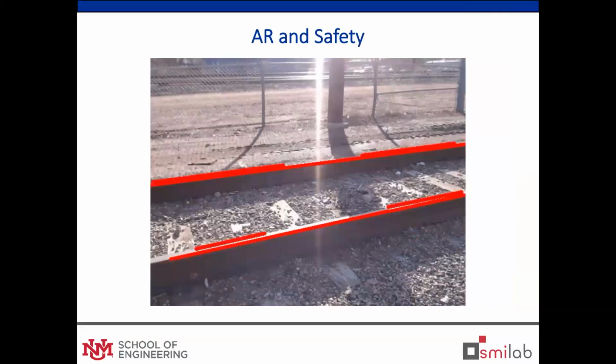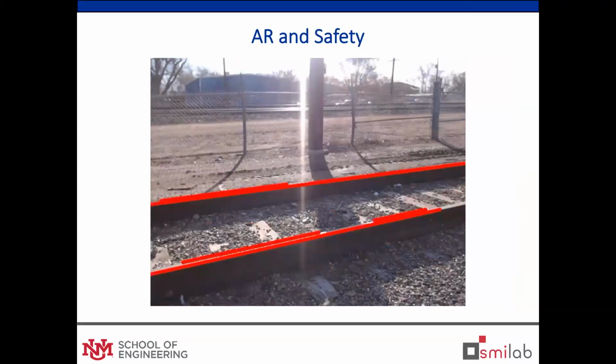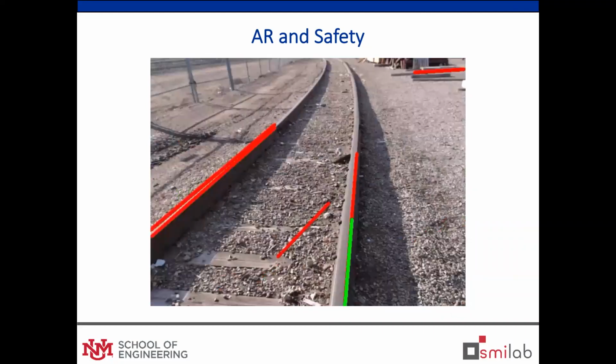The other one was for safety, where the railroad told us they don't want tripping hazards. So that's why we have this rail identification.